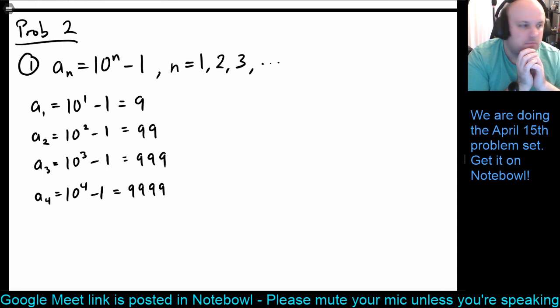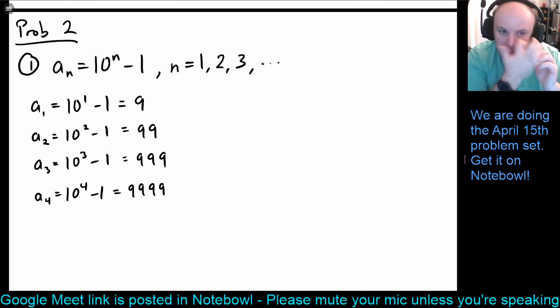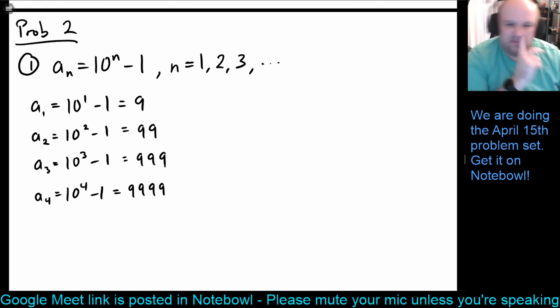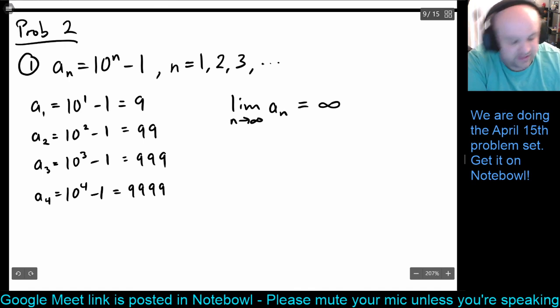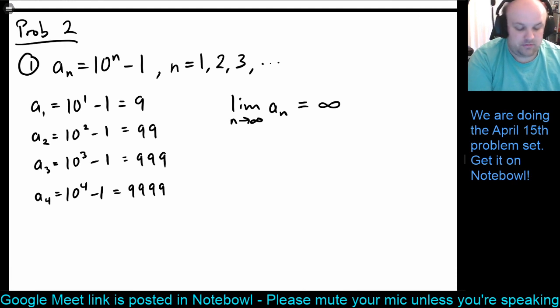The sequence diverges and the limit is going to go to infinity. Right, exactly. This limit here of this sequence is going toward infinity, because each step we take is just going to add another 9. So this number is just going to keep growing.